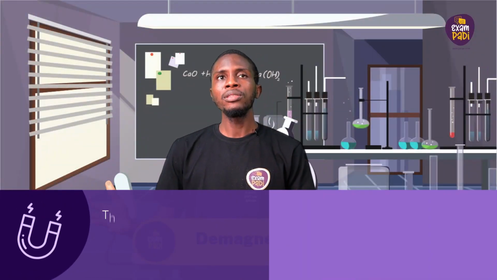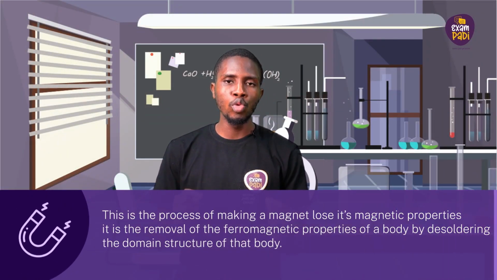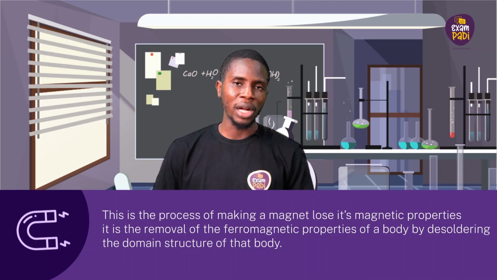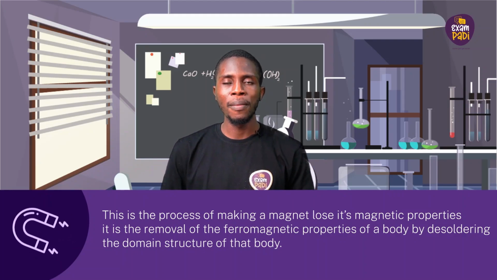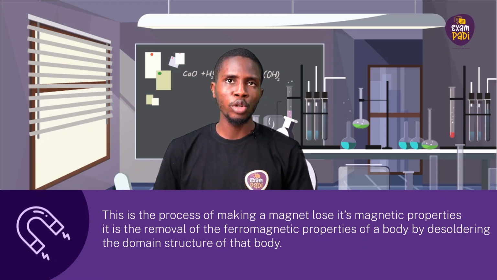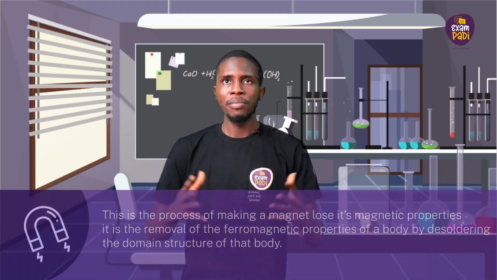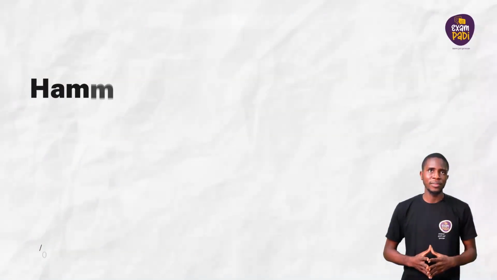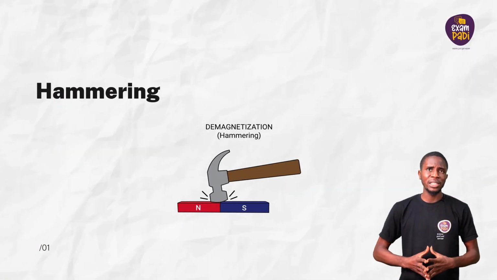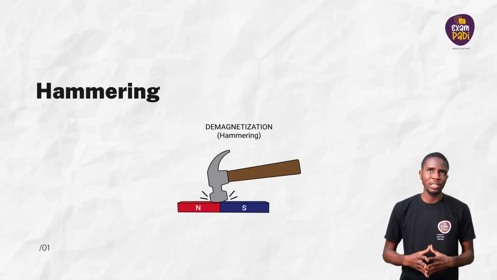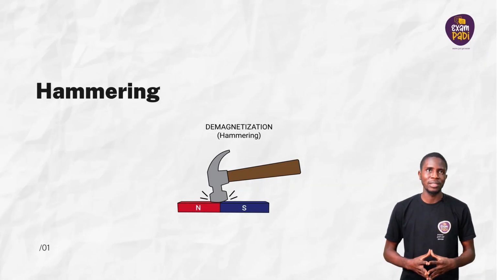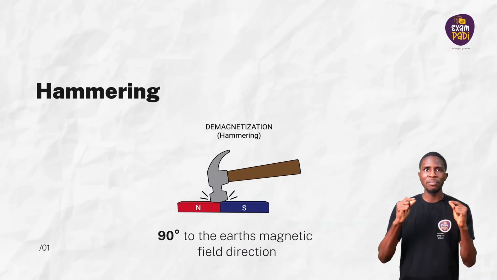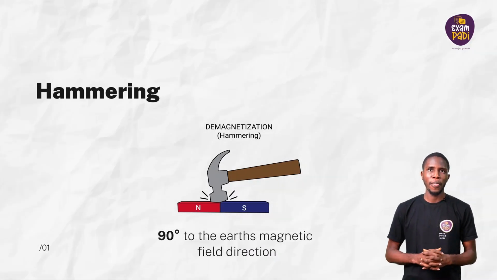Demagnetization. This is the process of making a magnet lose its magnetic properties. It is the removal of the ferromagnetic properties of a body by destroying the domain structure of that body. The methods of demagnetization include hammering. Magnets can be partially demagnetized by hammering them hard when they are pointing east-west, that is, at 90 degrees to the Earth's magnetic field direction.